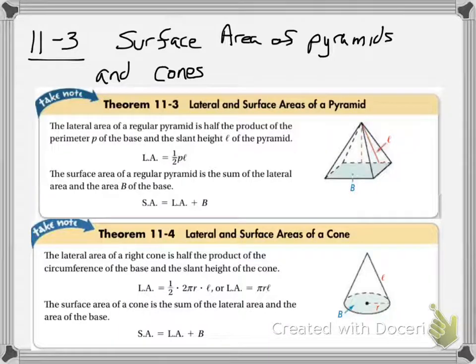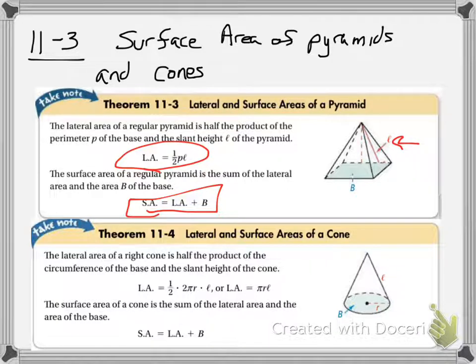11.3 is about surface area of pyramids and cones. If we take a look at surface area, it is literally just lateral area plus the area of the base, like we talked about last section. Now, lateral area is 1/2 perimeter times the slant height, L being the slant height, which is right there.